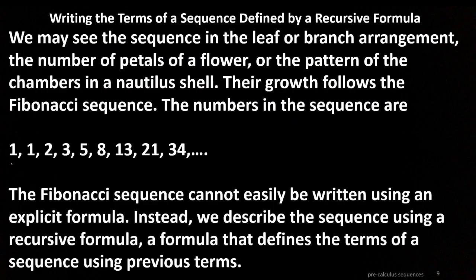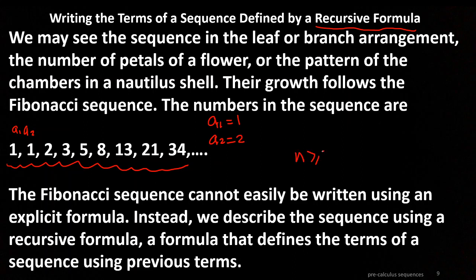So there are some sequences that are not easy to write an explicit formula for, so we write something we call a recursive formula. A recursive formula is basically how we can get the next term using the previous term. This one is 1, 1, so there is no way we can find a pattern here. So we're going to let this be A1, let this be A2. So here, let's say A1 is given, and A2 is given. So we start with n greater than or equal to 3, and the way we get the rest of them is this.